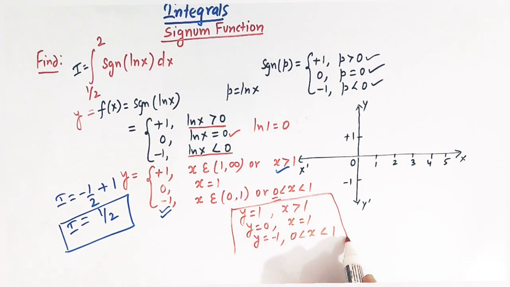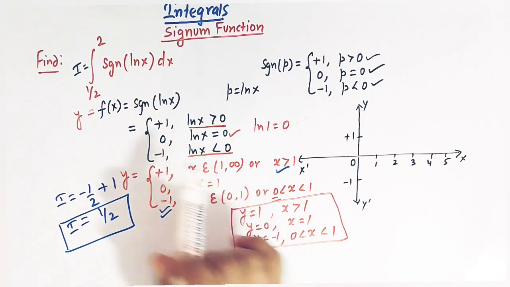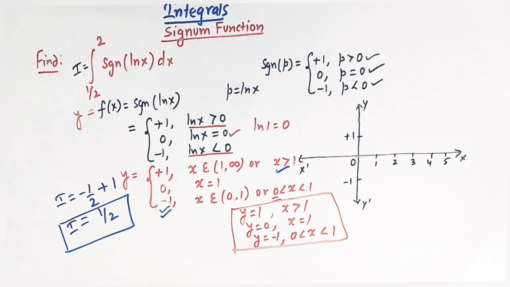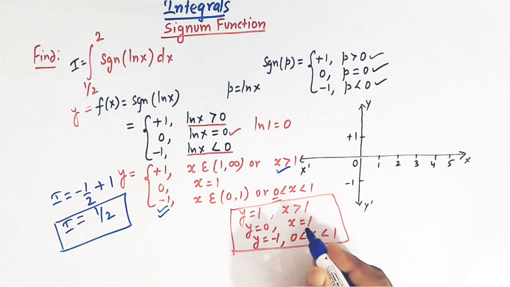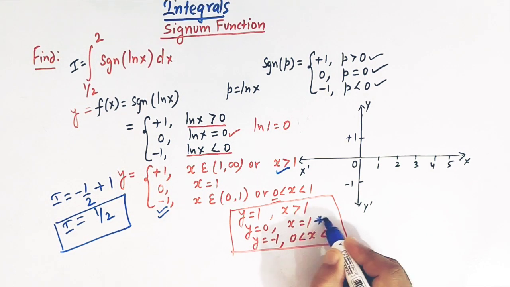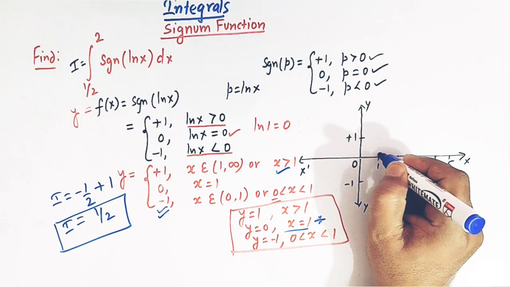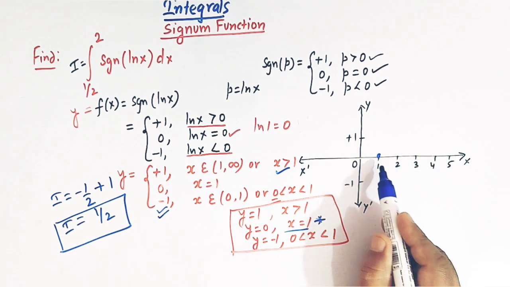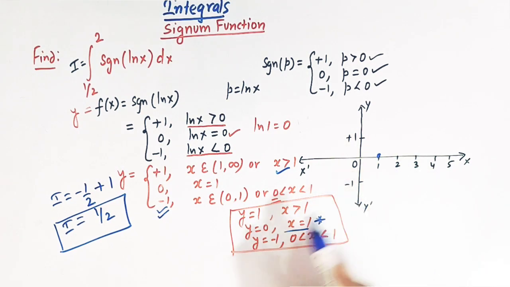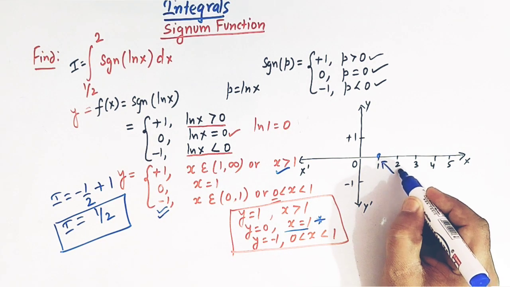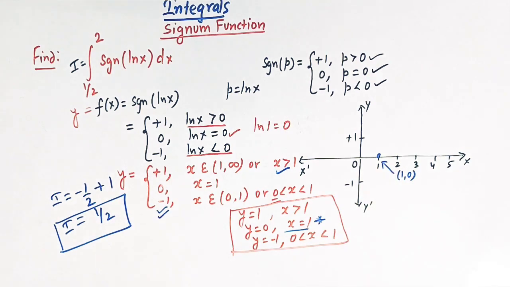So to draw the graph of signum of log of x, we have to plot these three lines. So let us first take this one, right? So when x is 1, then y is equal to 0. So here we have x is equal to 1 and y is equal to 0. So this is the coordinate 1 comma 0, right?